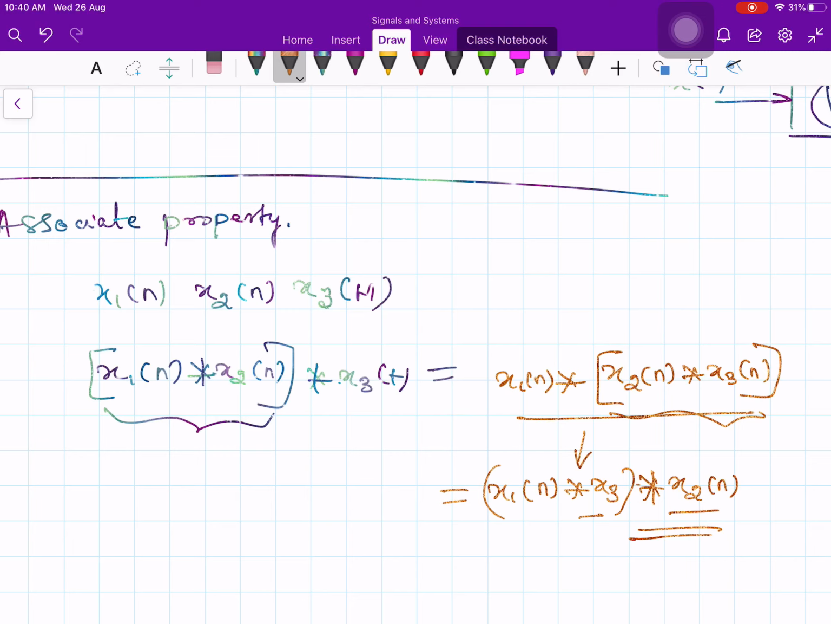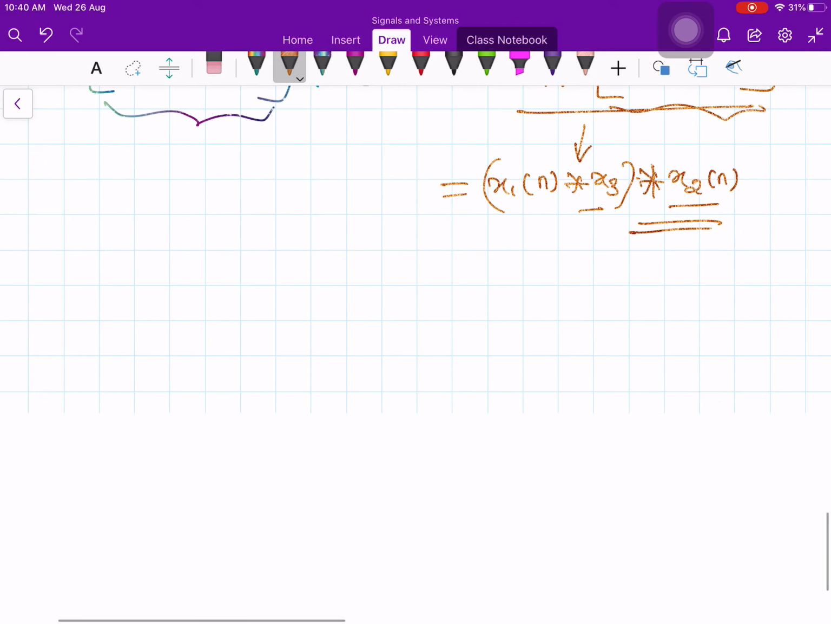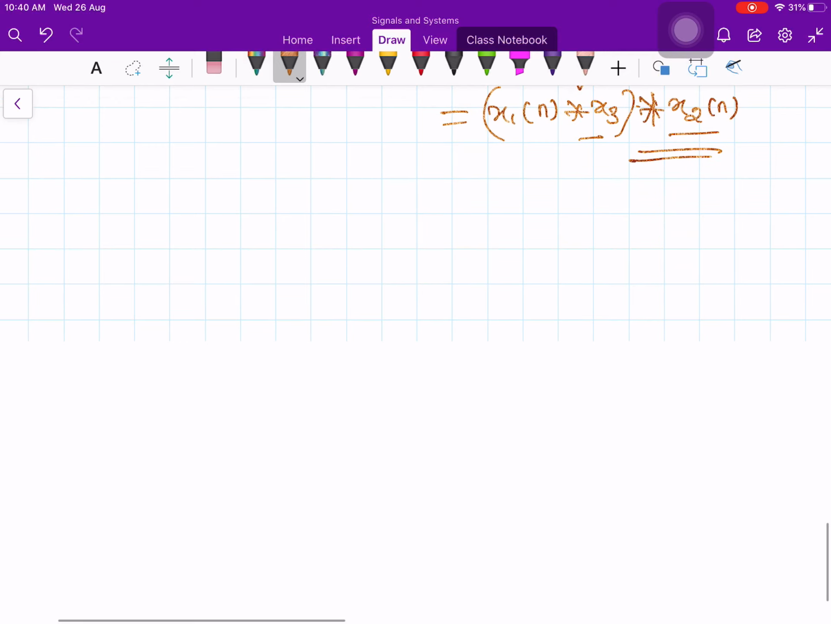And one more point I would like to discuss, it is not coming under a property of the system, but a stability for LTI systems.